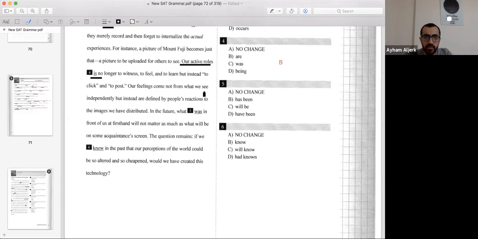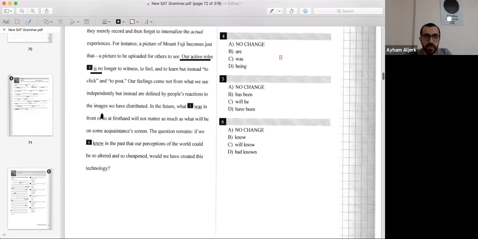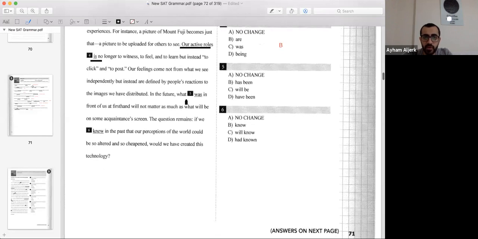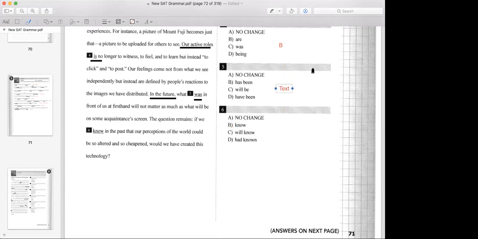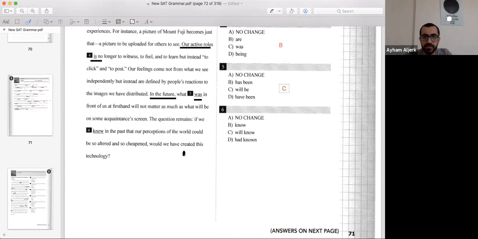Our feelings come not from what we see independently, but instead are defined by people's reactions to the images we have distributed. In the future, what was in front of us at first hand will not matter as much as what will be on some acquaintance's screen. So for number 5, we have in the future. So we have a reference about the future. And here we have was in the past. If you look at the options, which one has a future reference? Will be number C. Will be. Exactly. So C is the correct answer.